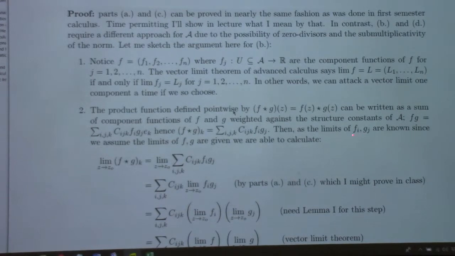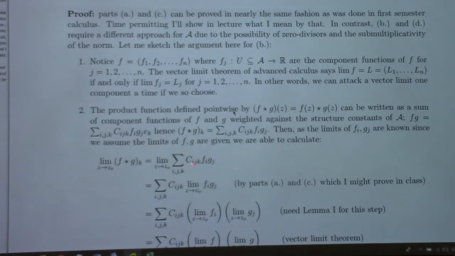Now the limits of F_i and G_j are given since we're assuming the limit of f and limit of g exists, so we know what these limit to. They limit to numbers which are given, whatever they are. And so then we can calculate. The limit as z goes to z naught of the kth component function is the limit as z goes to z naught of this mess. But this is nothing more than an ordinary product and sum of real numbers and real valued functions. But the pesky thing is that their domains are in the algebra. All right, so there's something new here.